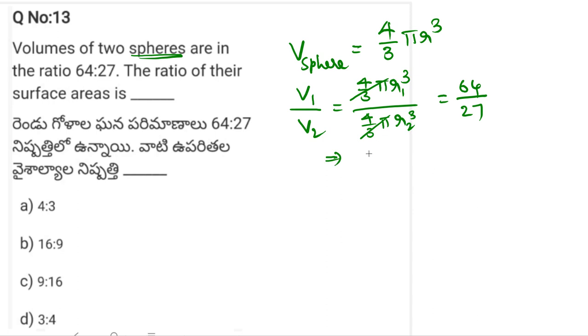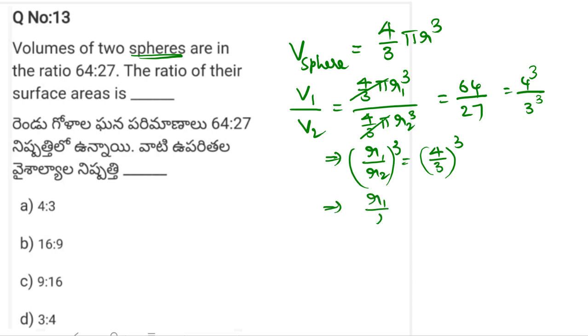We can write from this one r1 by r2 whole cube equal to 64/27, which can be written as, this is equal to 64 is 4 cube, 27 is 3 cube. So this can be written as 4 by 3 whole cube. So from this we can write r1 by r2 equal to 4 by 3. Now the ratio of their surface areas.